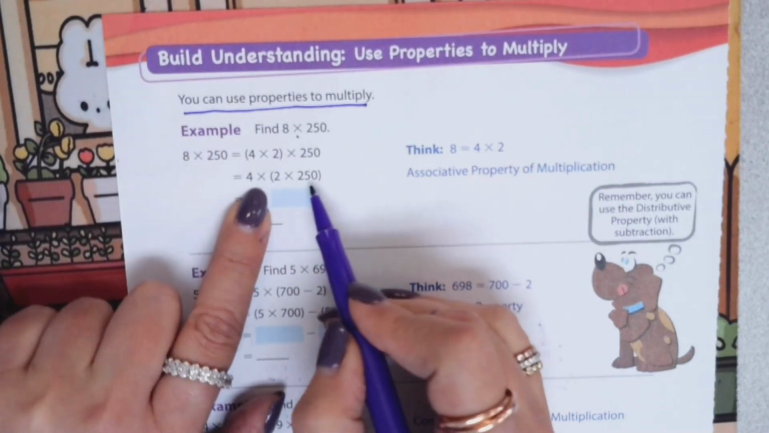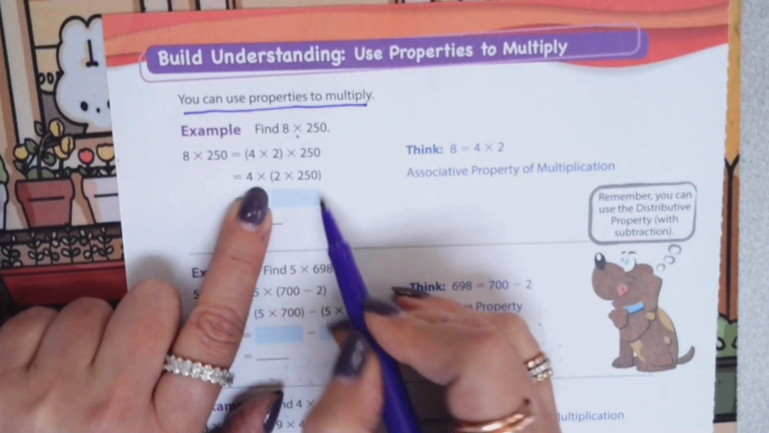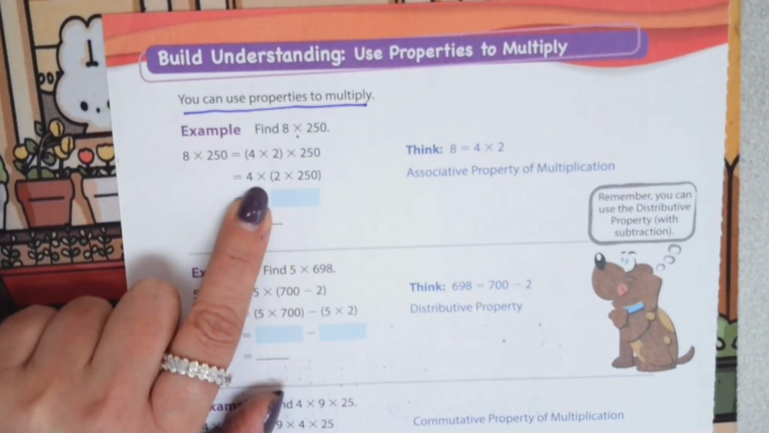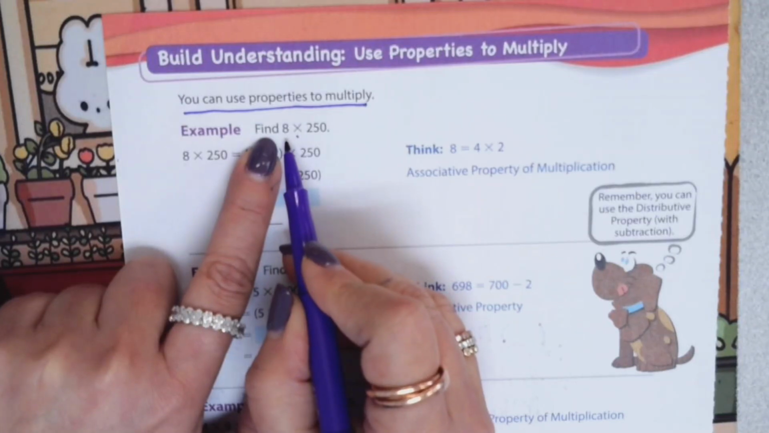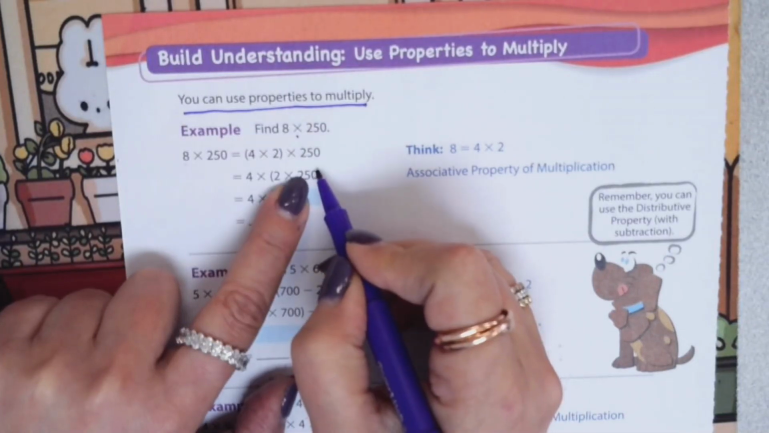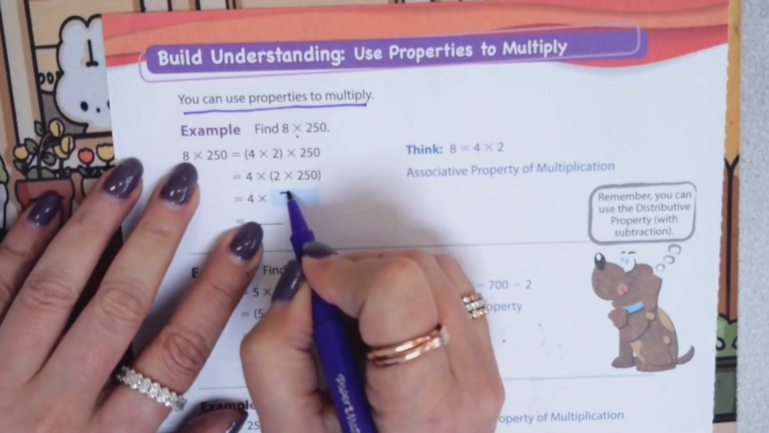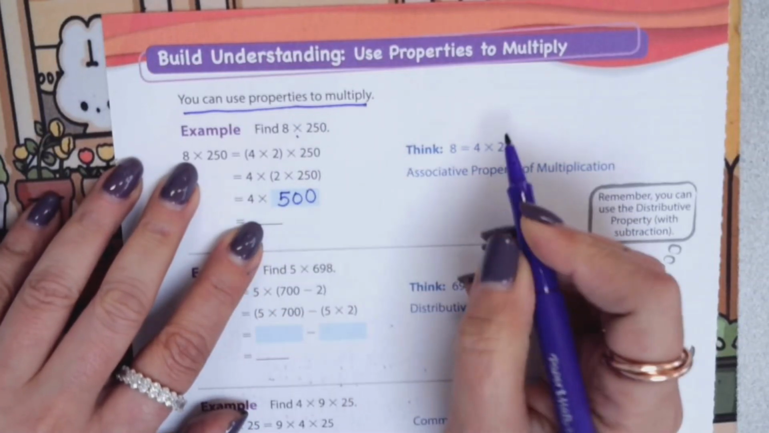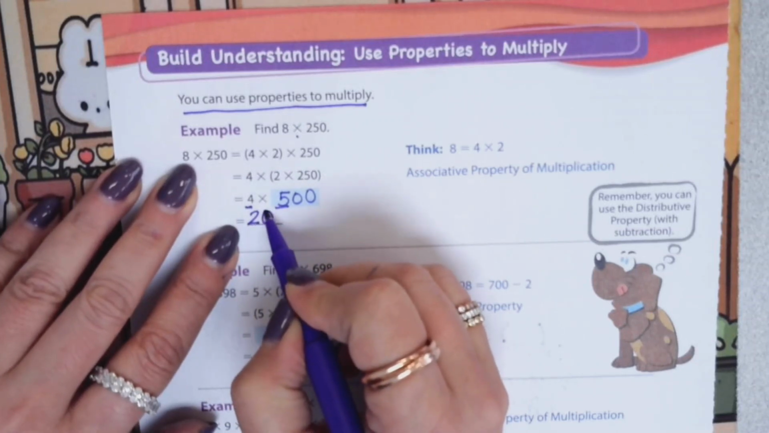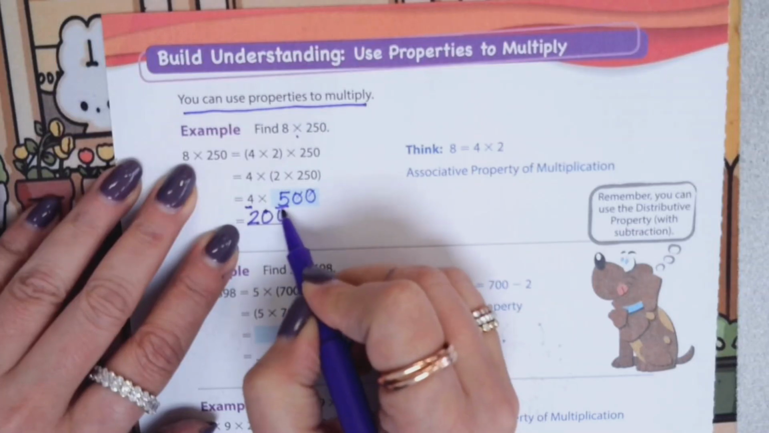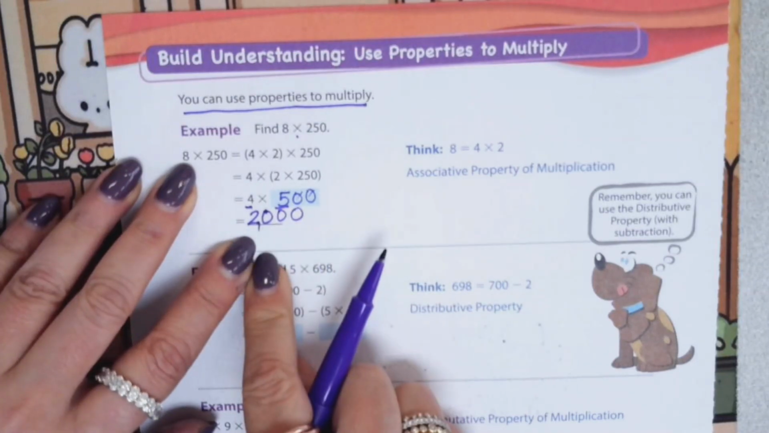So notice what happened. If I multiply 2 times 250, what do I get? 500. I get a 500 because think about it. 250 plus 250 is 500, right? So what I did is I split this number apart into two factors. So I could get that 2 and then multiply it times the 500. So now I have a what? 500. So now 4 times 5 is 20. And then I add 2 zeros. So my answer is 2,000.